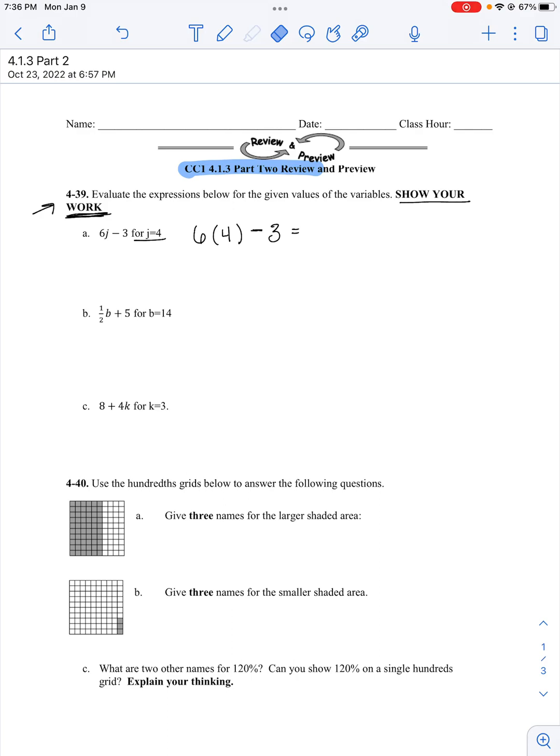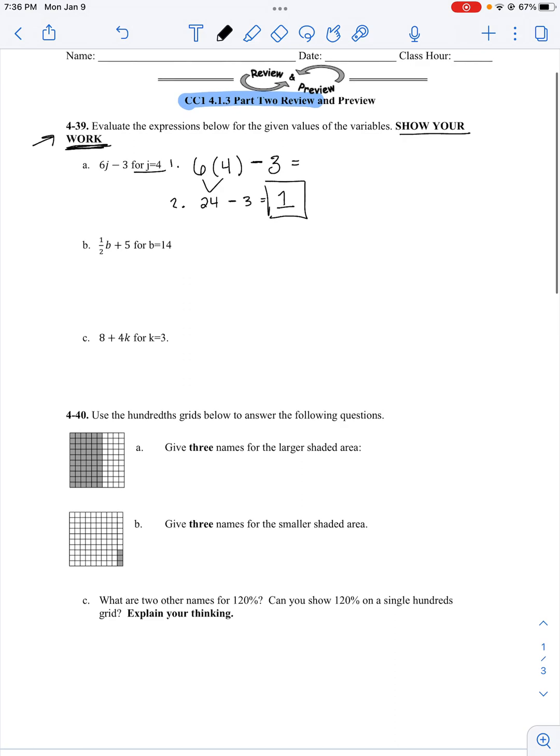We talked about this a little bit in class. I like to do algebraic expressions in steps. So this is step 1. Step 2 would be, well, 6 times 4 is 24. And I bring down what's left. 24 minus 3 equals 21.